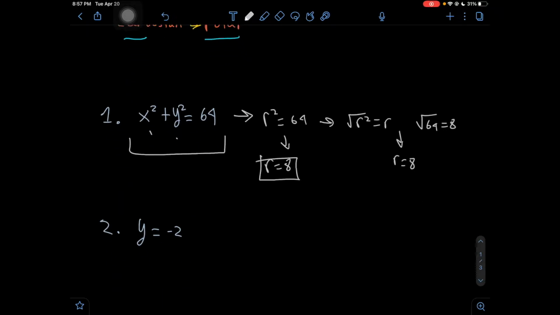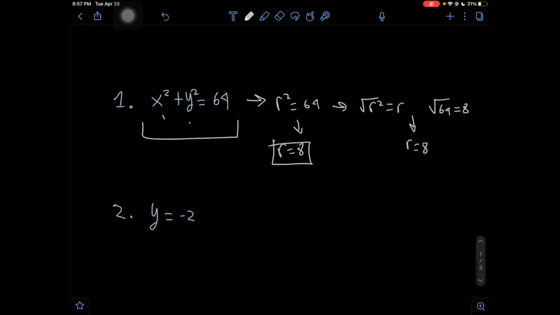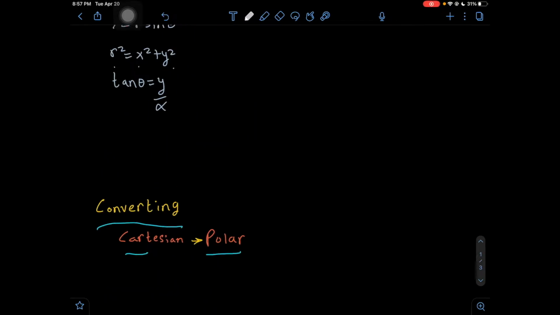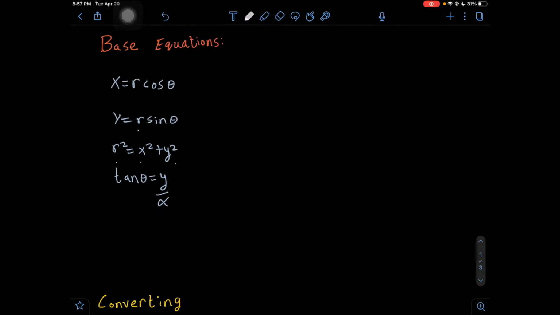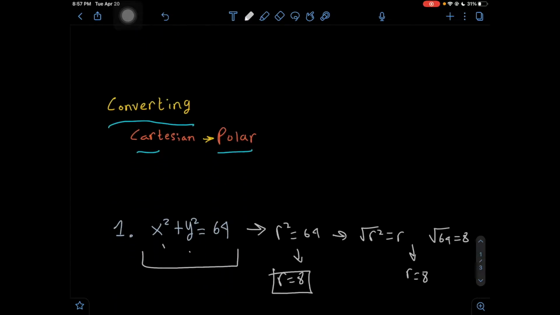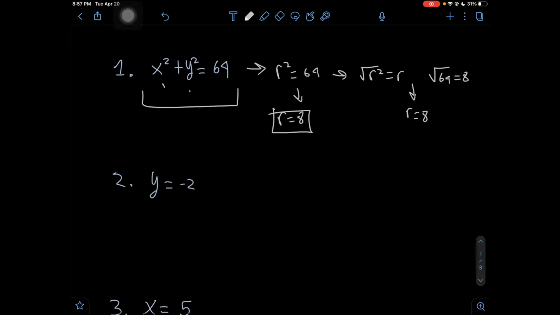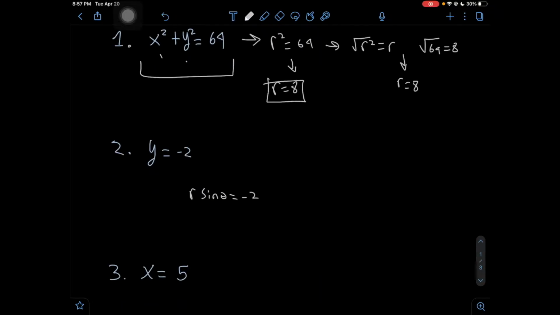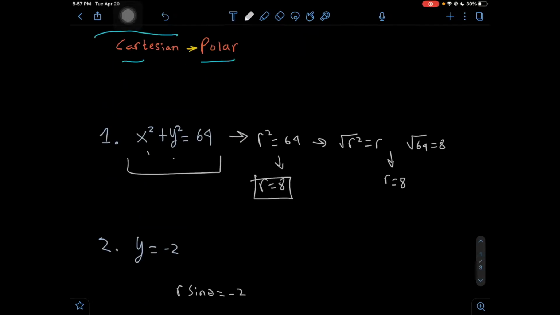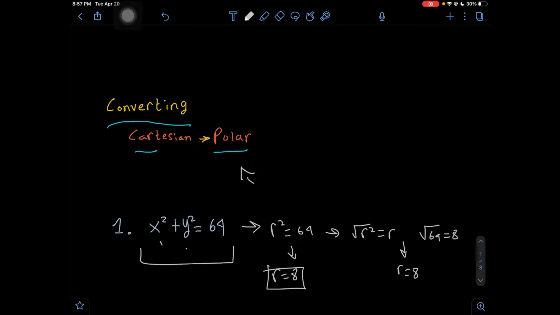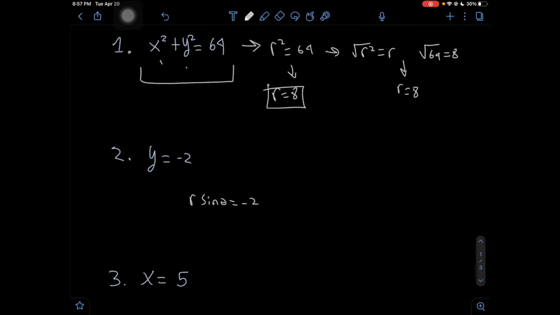Now let's go to number 2, which says y equals -2. If we go back to our base equations, we know that y equals r sine theta. Let's substitute that in and see what we get. So now we have r sine of theta equals -2. Again, we want to isolate r because we are converting into a polar equation where r is our main value. So we're going to divide both sides by sine theta, or multiply both sides by 1 over sine theta, whatever you feel is easiest for you. I'm going to do division, so we divide both sides by sine of theta.